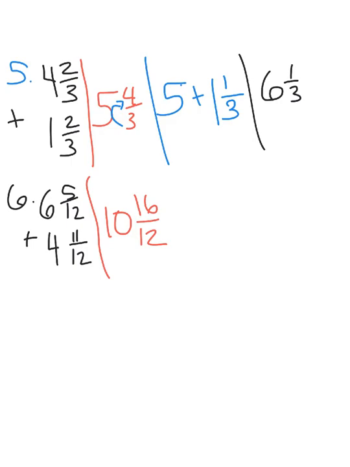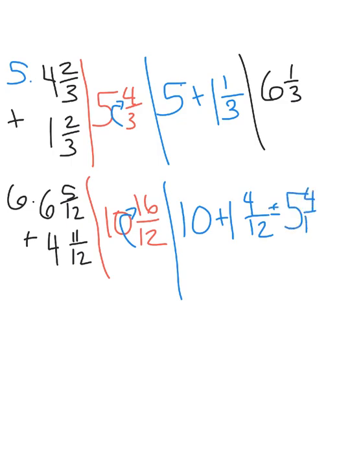Well, we cannot leave 16/12, so I'm going to put our whole number. 12 goes into 16 one time. Keep 12 as your denominator. 12 times 1 is 12. 16 minus 12 is 4. So our answer for this one is 5 and 4/12.